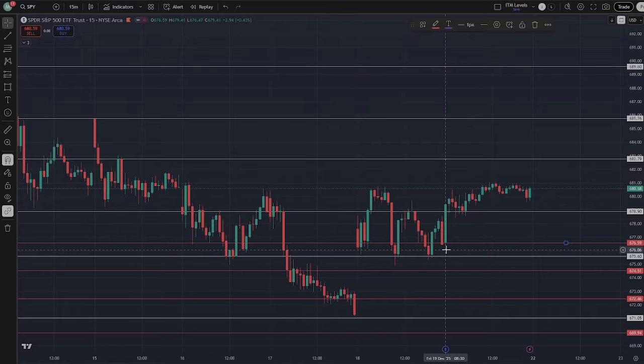When I scroll over a candle, I'm just pretty much looking at where exactly that candle opened.